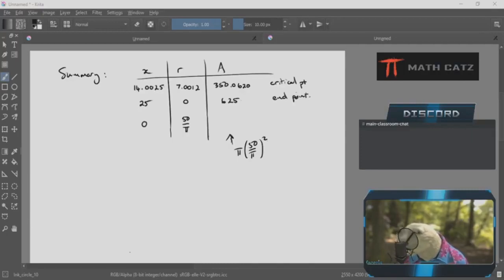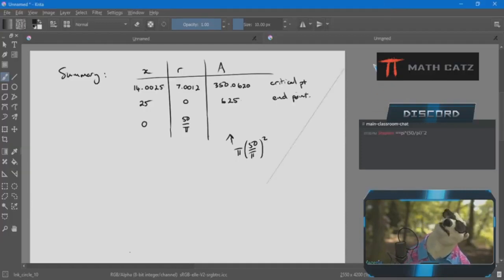I know I don't need to. 50 divided by pi, bracket, and then squared: pi times 50 divided by pi, bracket squared. Okay. MathBot would be really nice if you worked with me just this once. I appreciate it. 795.7747. And this is the other endpoint.